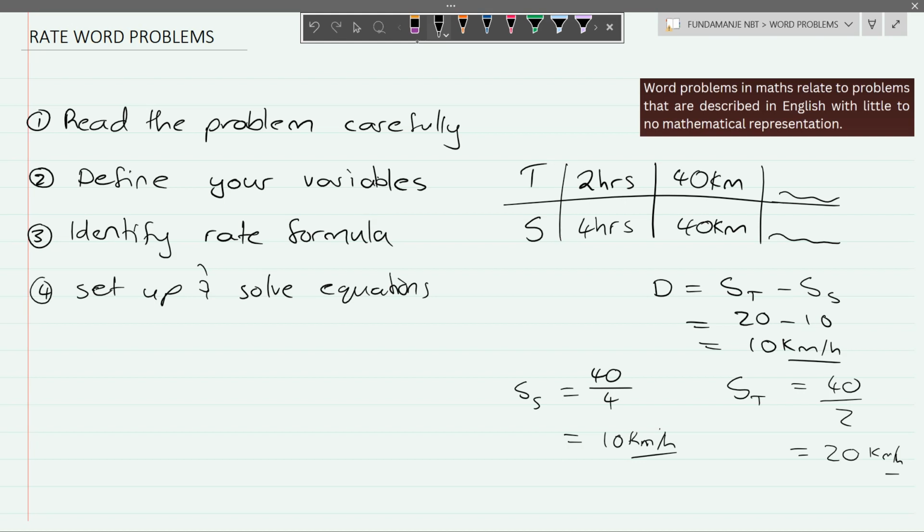In multiple choice questions there might be 10 meters per second, but you are looking for 10 kilometers per hour. So don't get lost and forget to check if the units correspond. And then that is it. Lastly, you can just check if that makes sense. So interpret your solution.